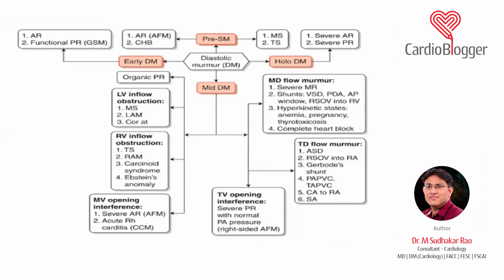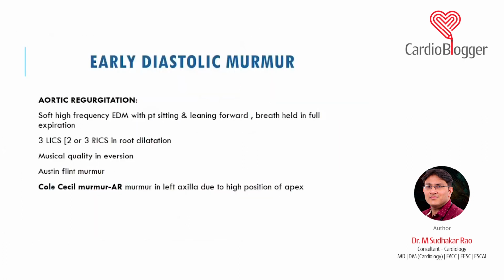And then you can also get this in patients with severe PR with pulmonary artery hypertension. And you also get an Austin Flint murmur in AR. So hypertensive PR is also known as Graham Steell murmur, not Austin Flint, Graham Steell murmur. So these are the various causes of a diastolic murmur.